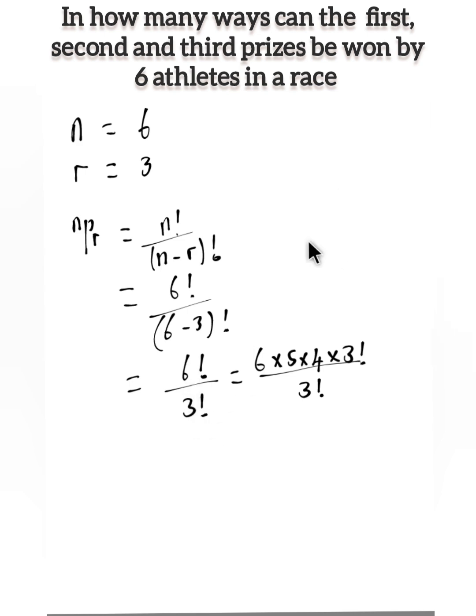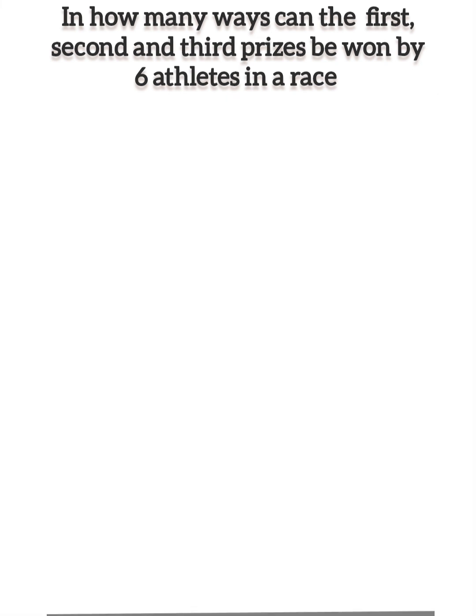You can click on the video above and you'll learn more about factorials there. Then 3 factorial will cancel out and we'll be left with 6 times 5 times 4, which is equal to 120 ways. And that's the answer. Let's proceed to example 3.